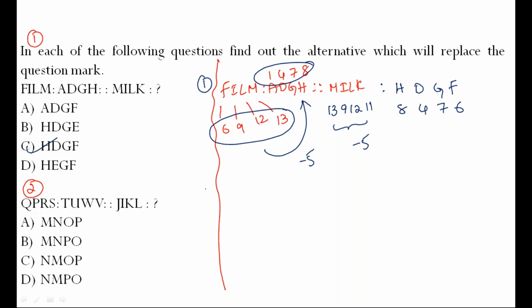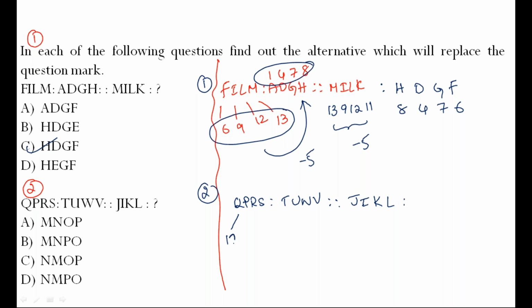Now let's see the second question. QPRS, PUWV, JIKL. Guys, you don't go with the wrong answer. Just check before answering. You just check the questions carefully. In exam also, that's what you people will do wrong.